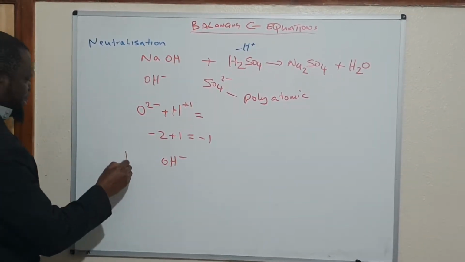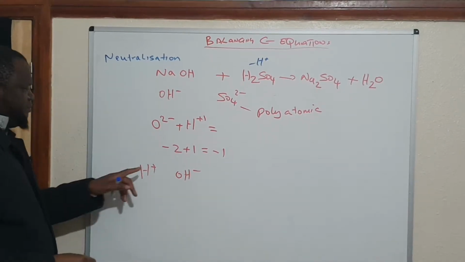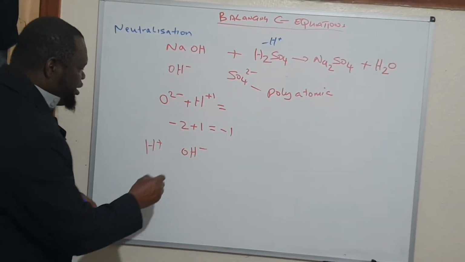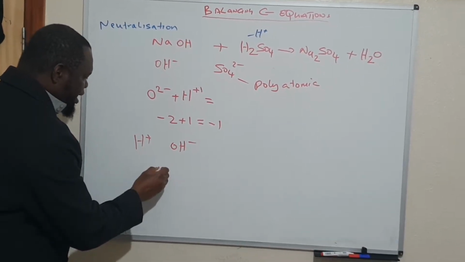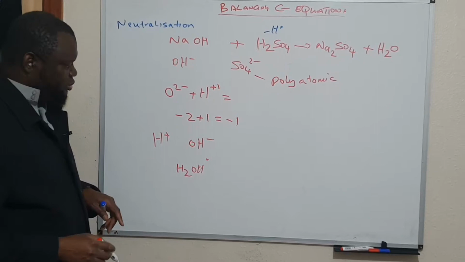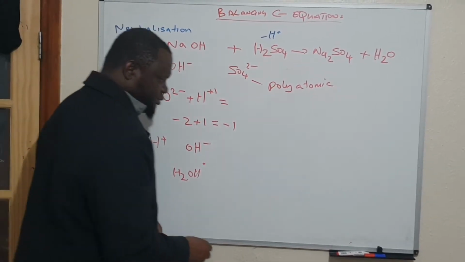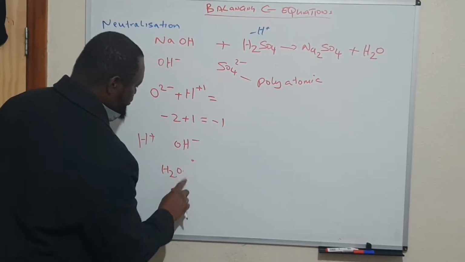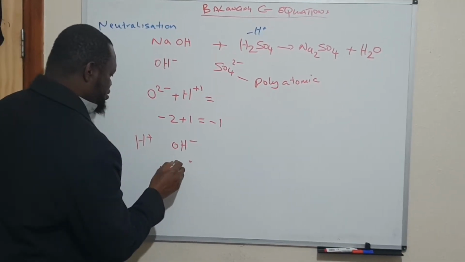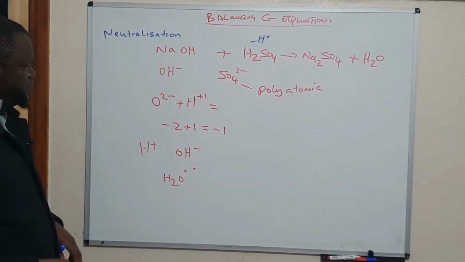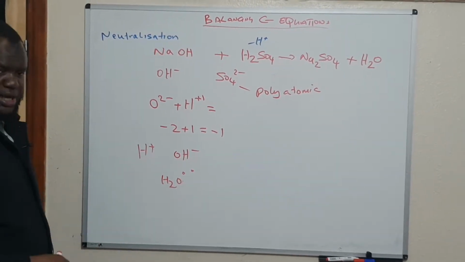So when this reacts with another hydrogen, the positive and the negative neutralize each other. So the compound that will be formed will be H2O, that will have 0 charge, and that is our water. That is our common water. So there will be no charge because 1 minus 1 will be 0. That gives us our water.